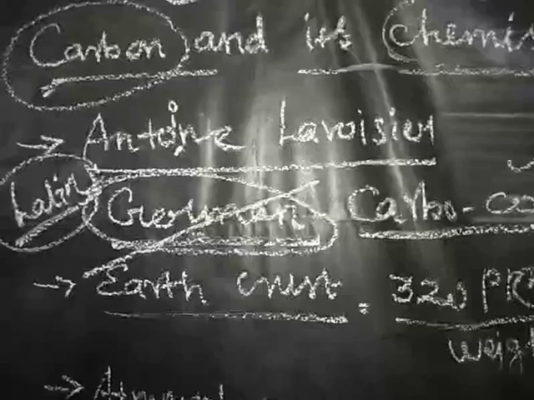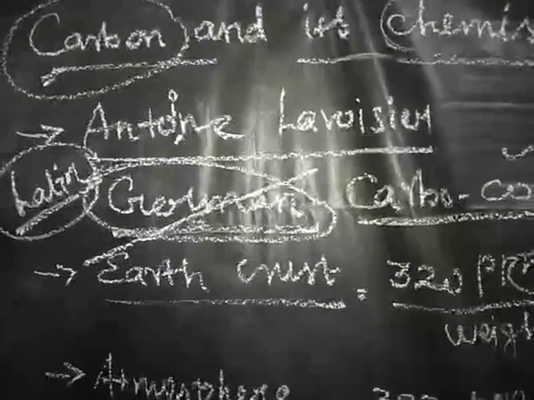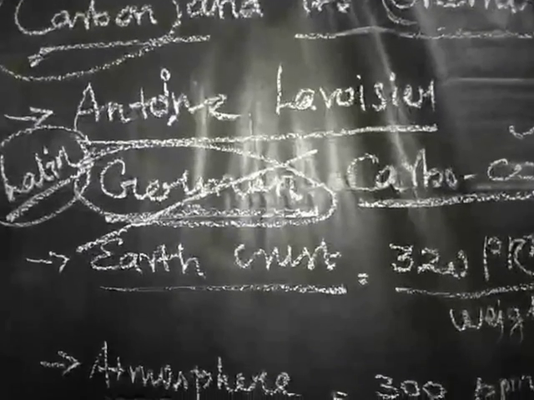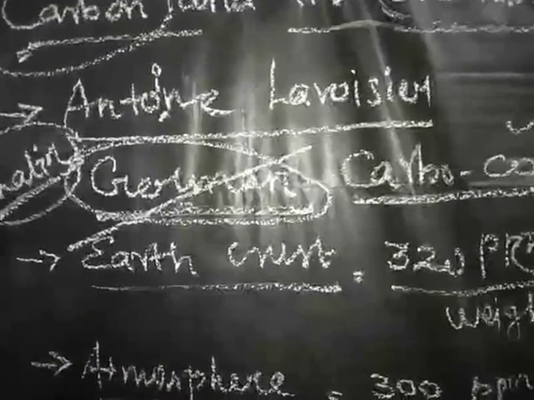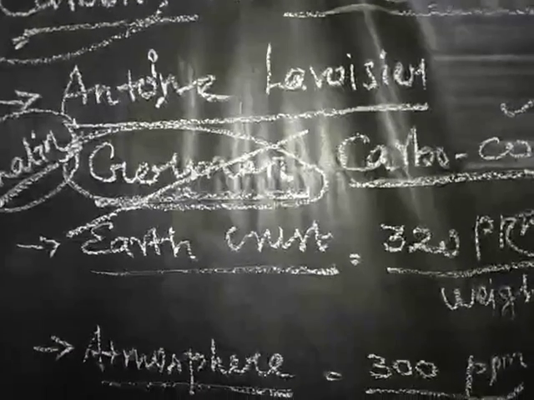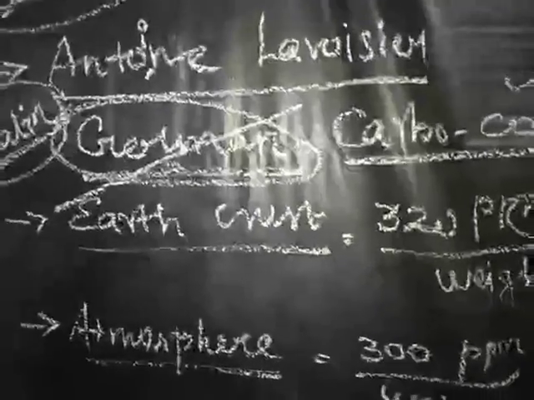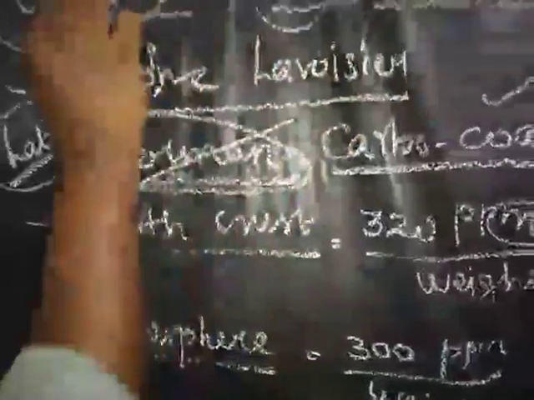So what is meant by carbon? Carbon is one of the elements present in the modern periodic table. What is the symbol of carbon? Capital letter C. And its compounds, what does it mean? Based on this carbon.